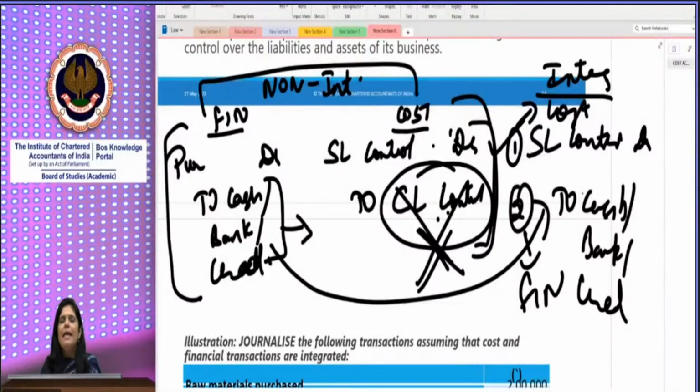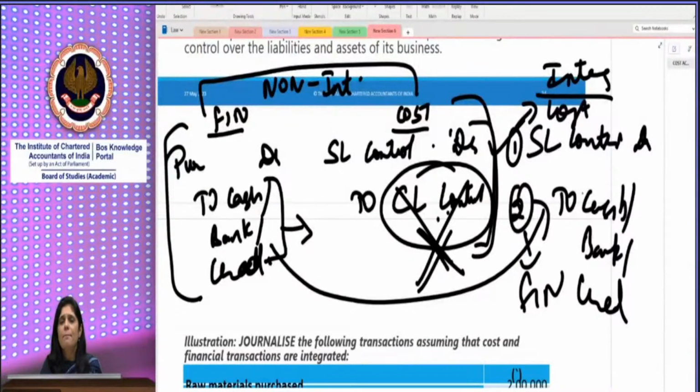So I'm repeating, in integrated, in place of cost ledger, we will use the actual debit or credit which we used in financial. We will not use cost ledger in the integrated system. Clear? We will be using cash and bank and debtor and creditor only. That is the only difference. In entries where cost ledger control account is not used, the internal transfer entries will remain the same for integrated and non-integrated.